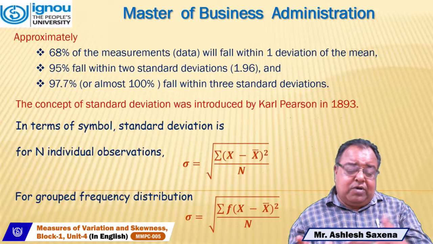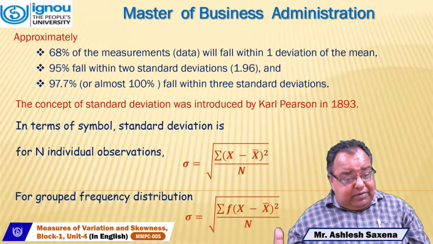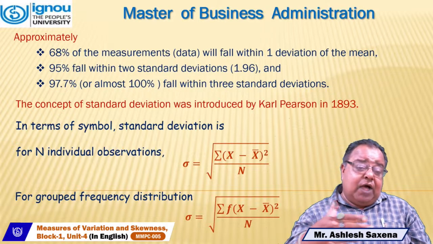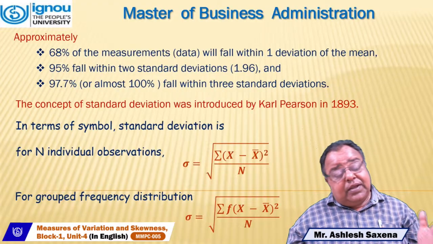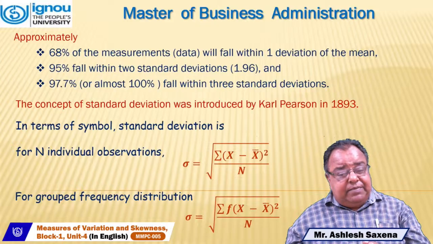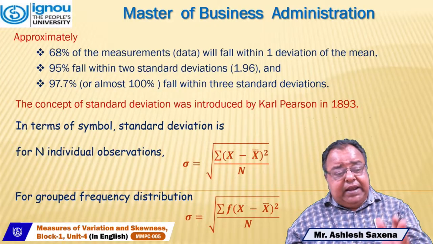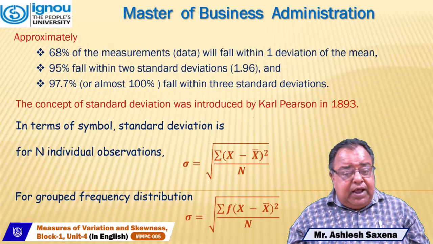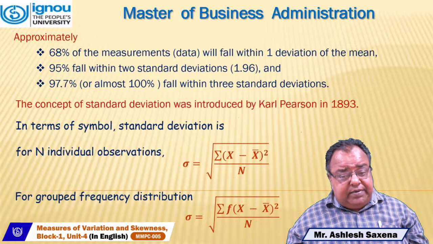Now, because we are talking about mathematical aspects, first of all we have to know what the mathematical relations are. Depending upon the data available to us, we have seen how the mean is evaluated. There are three types of data, and depending upon the nature of the data, the formulas are used. Similarly here, if we have n individual observations, the standard deviation will be the square root of summation of x minus x bar whole square divided by n.